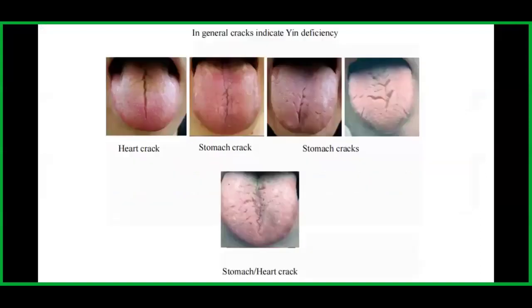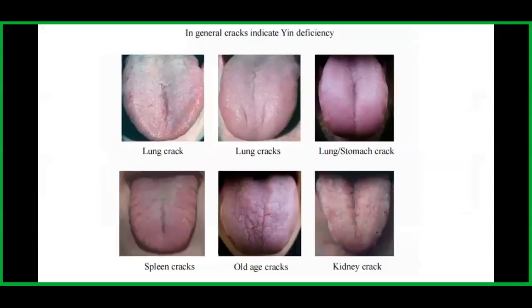In general, cracks indicate yin deficiency. Like we can see here in these pictures, the heart crack, the stomach crack, and more stomach cracks that are more scattered, and the stomach heart crack that goes all the way down from the middle to the tip. In general, because these cracks indicate yin deficiency, the tongue is also pale and swollen. So we can see the lung crack on these first two pictures, then the lung and stomach crack on the third one. The fourth one is the spleen cracks, and the old age cracks on the fifth one, and the kidney crack on the sixth.